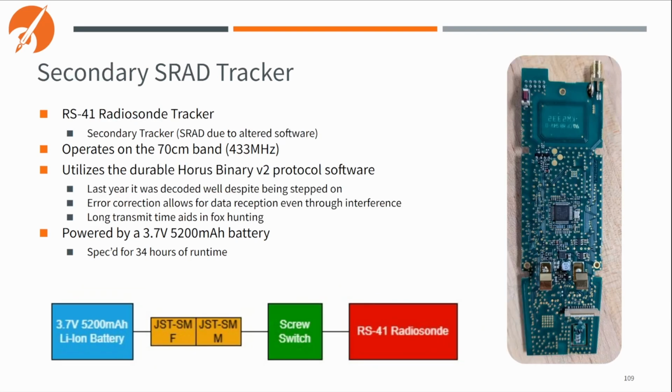Our secondary SRAD tracker is the RS-41 radio sonde. The big draw of this for us is the protocol it uses, the Horus Binary V2 protocol, because it's a very durable protocol. Last year when it was in the payload, it was routinely transmitted over, and they were still able to decode the packets and get its location from it. In addition to that, the protocol uses a longer transmit time, which allows us to sort of fox hunt it in addition to just decoding and tracking it.